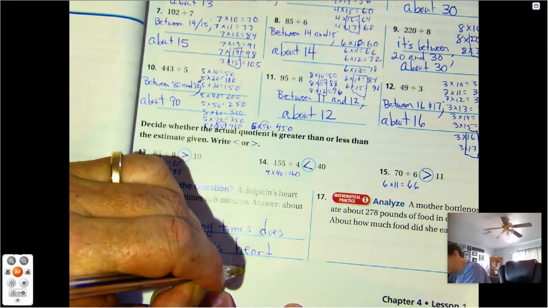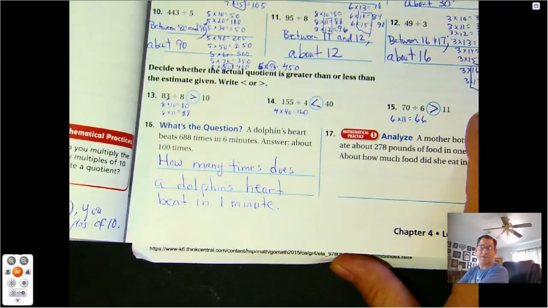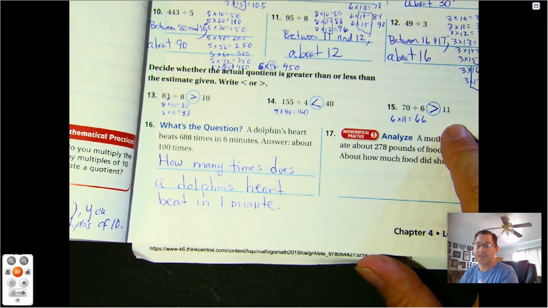So in other words, 6 times 100 would be 600. So for every minute, it's beating about 100 times.